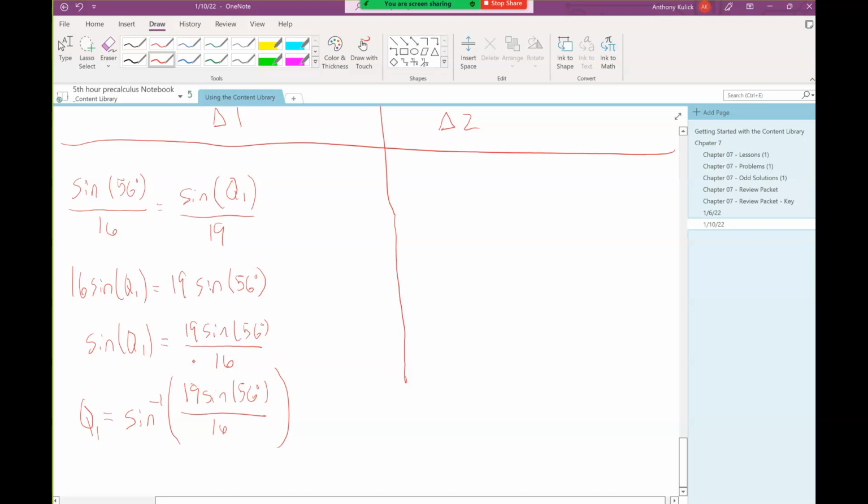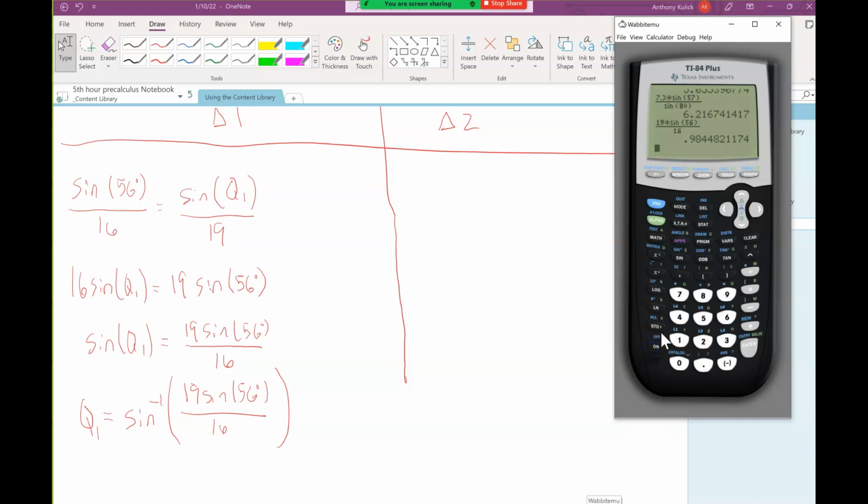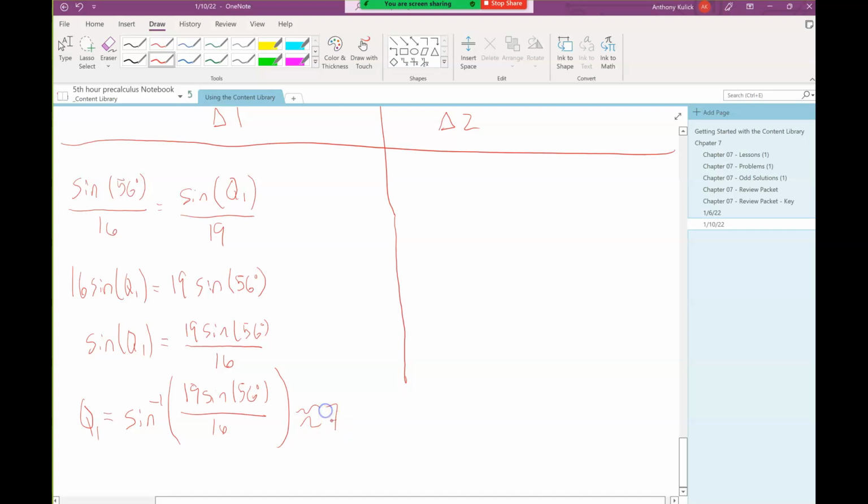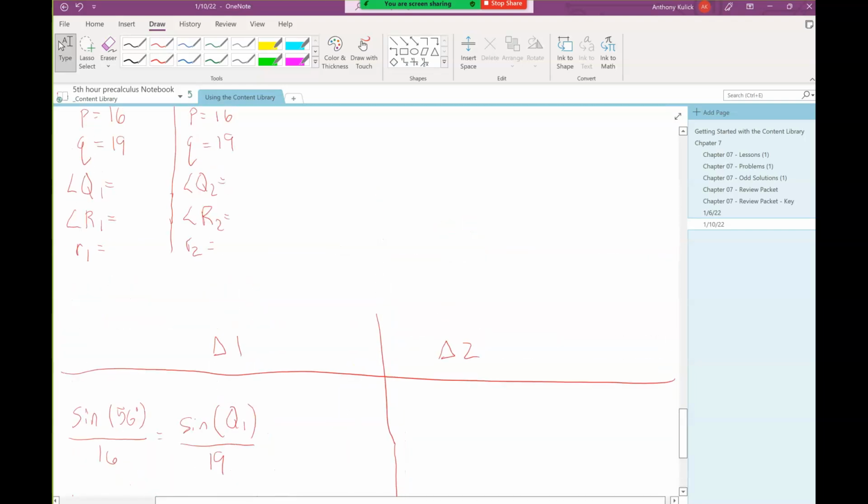So I have sine inverse of 19 times sine 56 over 16. So I'll go to my calculator. So I'll do sine inverse. And you notice I've been using the fraction command to type all this stuff in. I typically like to do that on these problems because I don't have to worry about screwing up the parentheses if I just type it in the way it looks on my sheet of paper. Since you're dealing with potentially fractions, it can get a little bit messy there. So I get 79.89. So let me go back and record that.